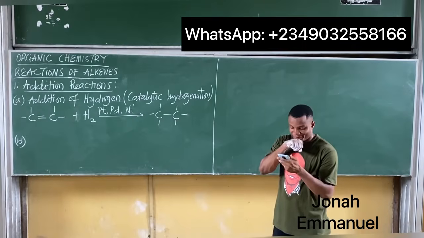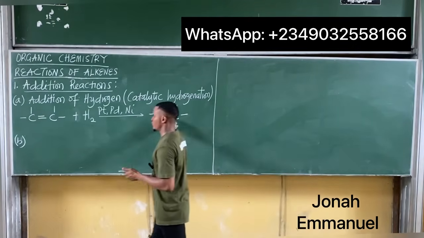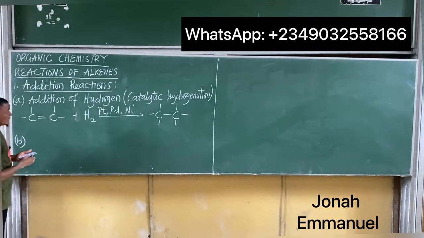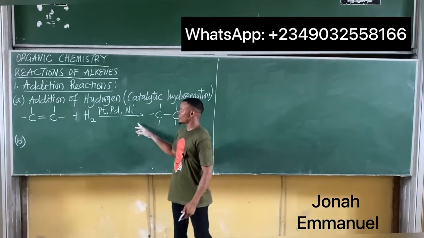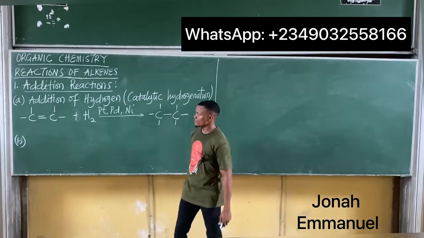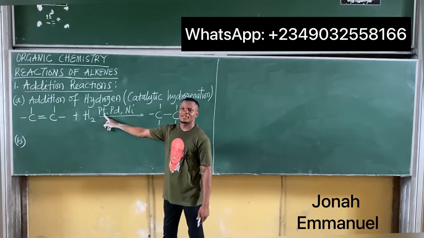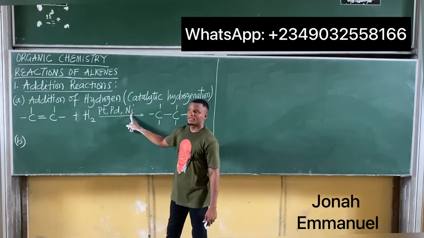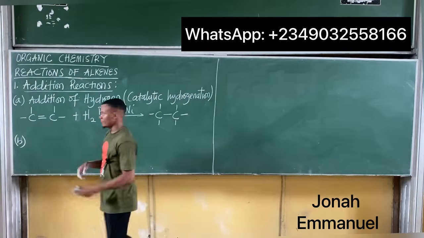We discussed it in the last class. Remember, we looked at the formation of what? Alkanes. We said an alkene will combine with hydrogen under what? Platinum, palladium, or nickel, to give you an alkane. So just get that note there.